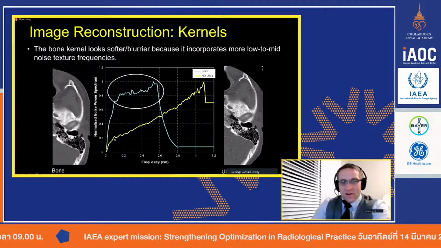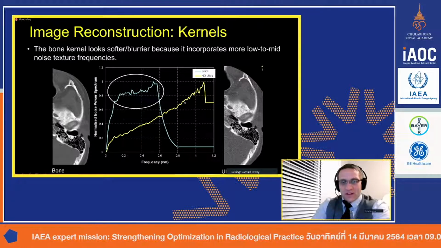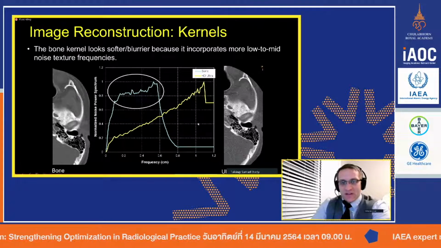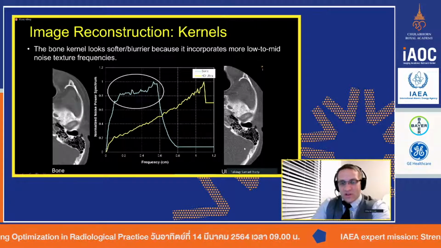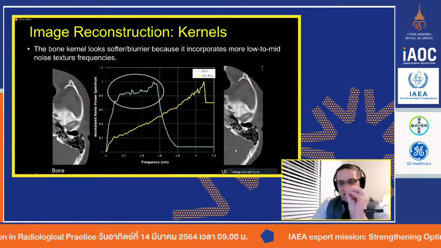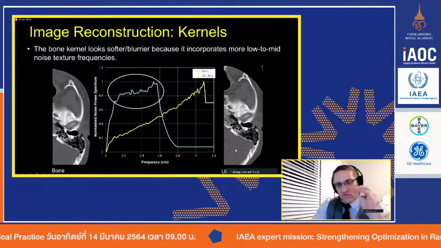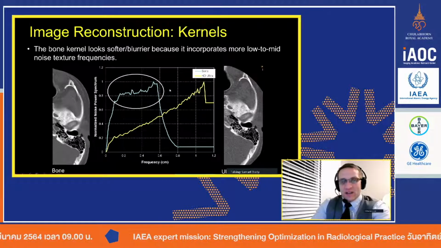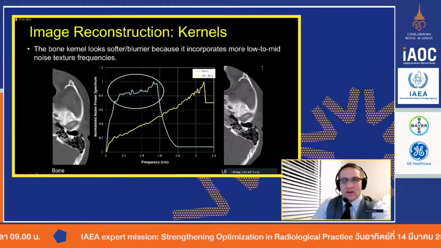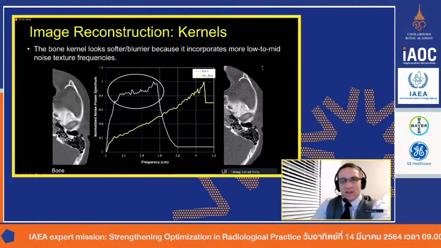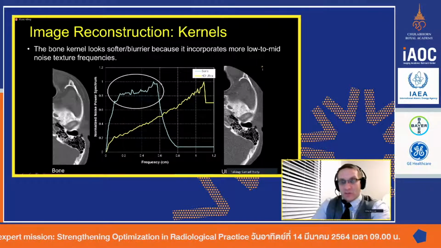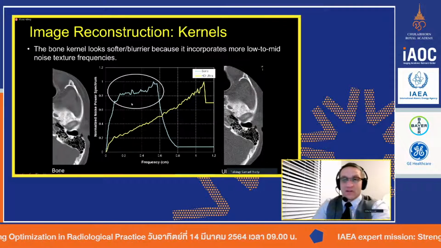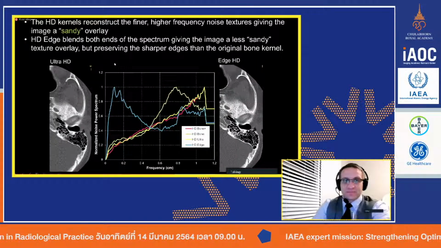Now, if you have a filter or a reconstruction kernel that accentuates, you see how it's accentuating this side of the scale, the high frequencies, the noise looks very sandy. It's very fine structure. So setting the right kernel gives you a difference of texture, of an appearance of how the image looks. And so the noise power spectrum, when you calculate that, it tells you what you're going to see in the image after you reconstruct it.